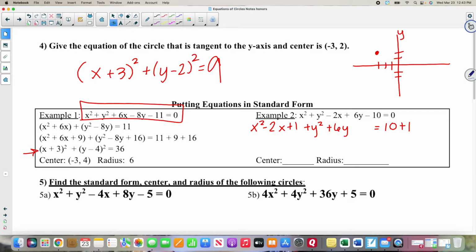What is your b in the y's? 3. Your b is 6. Yeah. Divided by 2 squared is 9. So add 9, add 9.